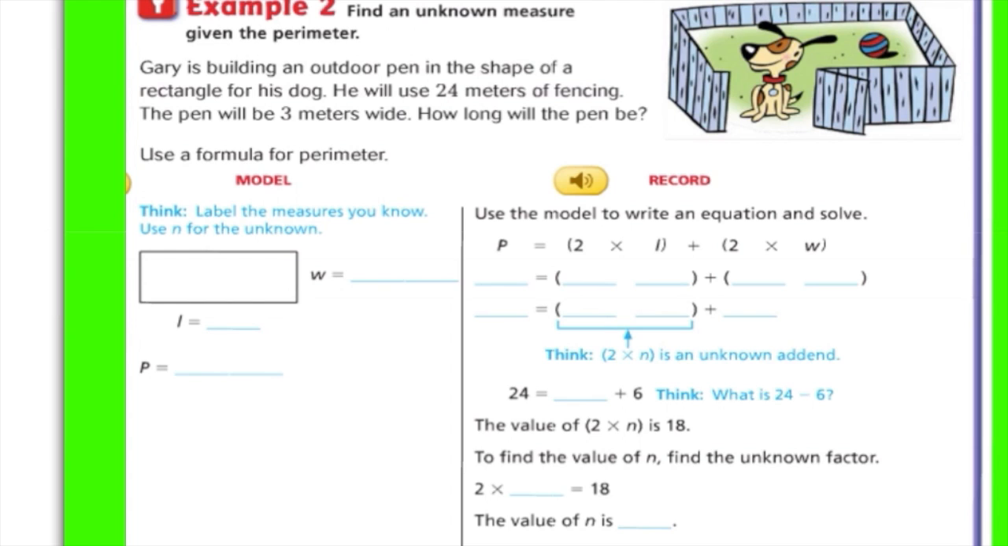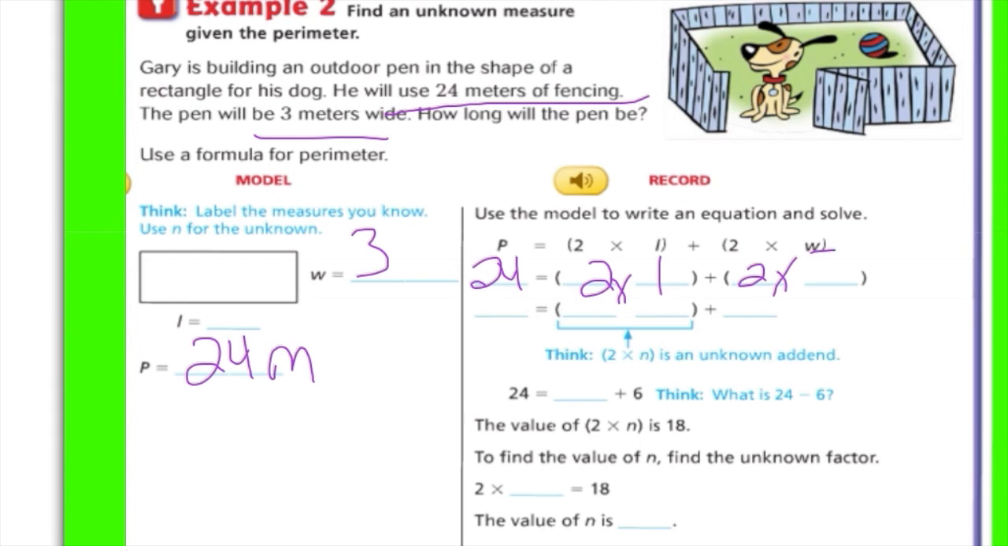They have given us some clues. He's going to be using 24 total meters of fencing, and it's 3 meters wide. So I know that the perimeter is going to be 24 meters, and it's 3 meters wide. So I have to go back to my formula for perimeter, which is 2 times the length plus 2 times the width. So I'm given 24, and I don't know my length yet. I'm also given the width, though.